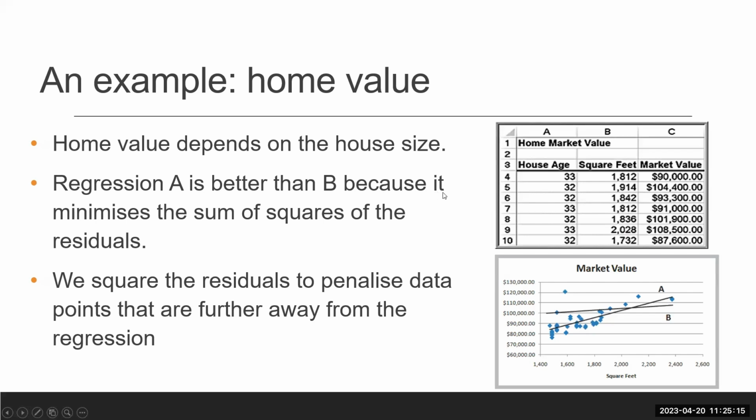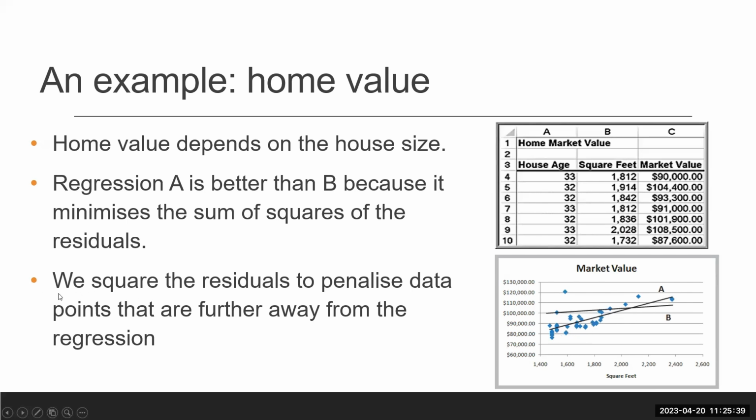Regression A is better than regression B because it minimizes the sum of the squares of the residuals. So you can see we've got 2 regressions, and we're going to choose A because it better fits the data. It minimizes the sum of the squares of the residuals. Squaring all the distances gives you a lower number when you use A than B. So A is the better regression.